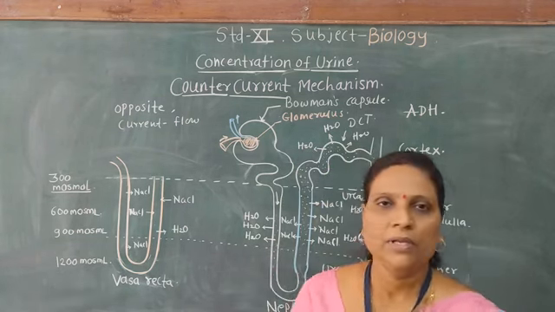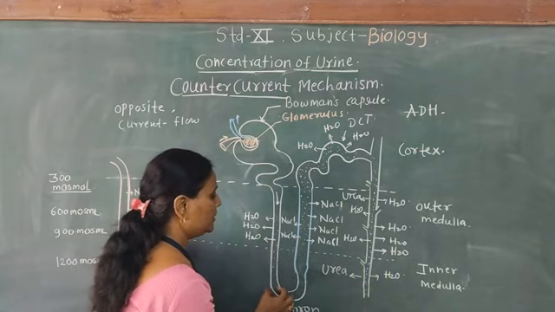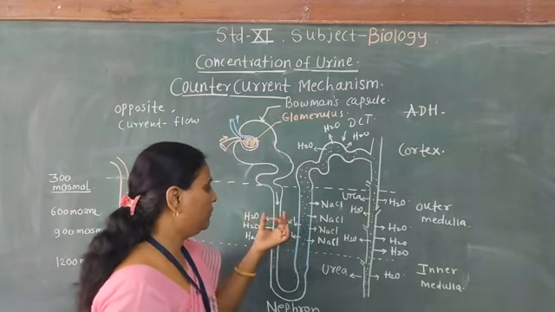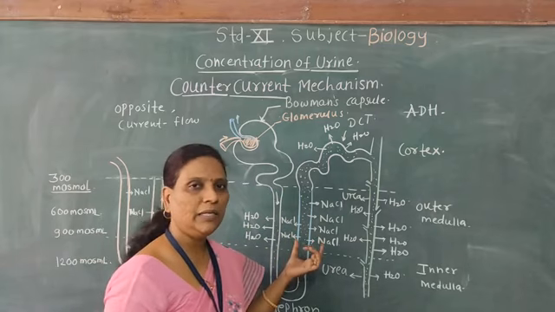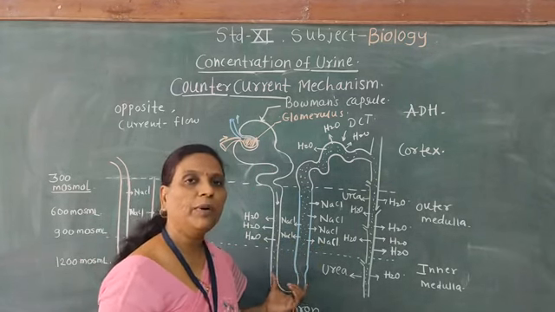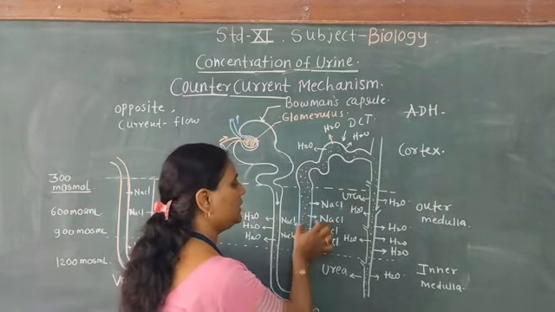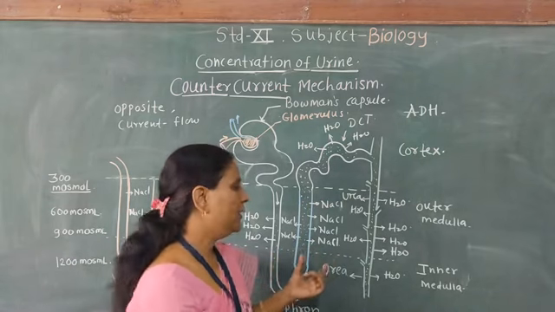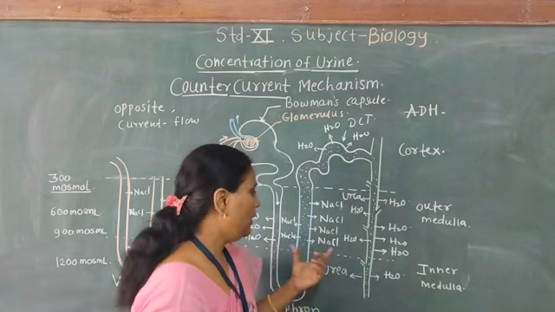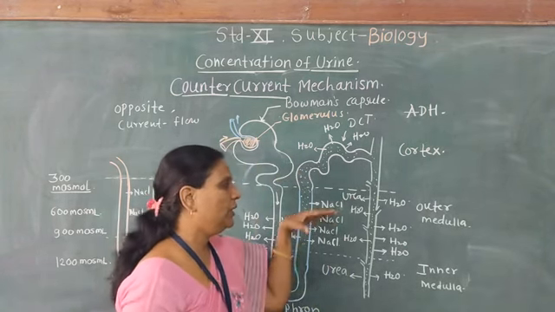Now, we have first completed the structure of the nephron: the descending limb is thin walled and the ascending limb is thick walled. What is the difference between the descending limb and the ascending limb of the loop of Henle? The descending limb is thin walled, permeable to water and impermeable to salts, while the ascending limb is thick walled, permeable to salts and impermeable to water. The loop of Henle is mainly present in the medulla region.